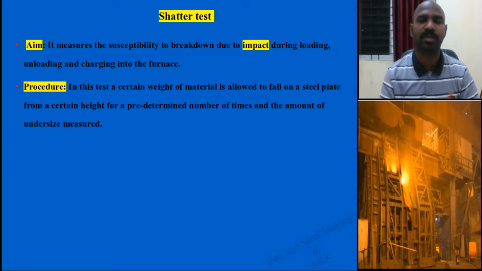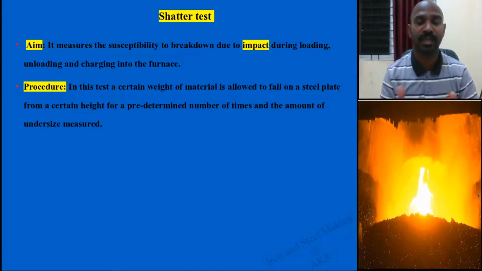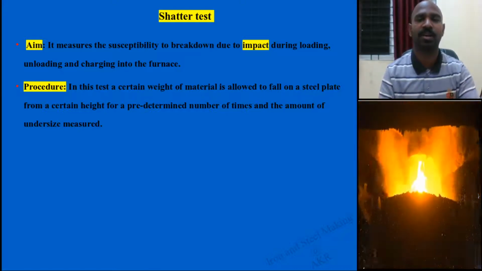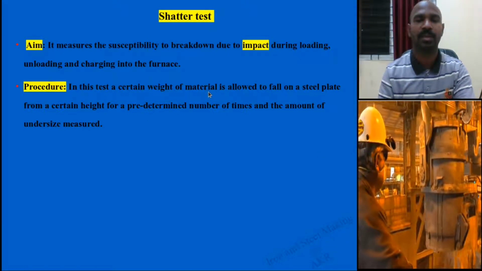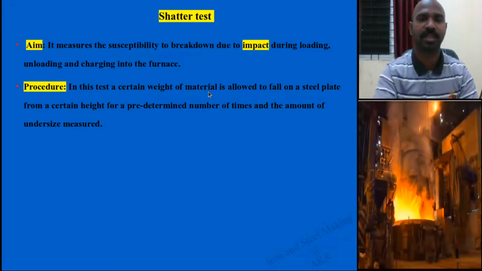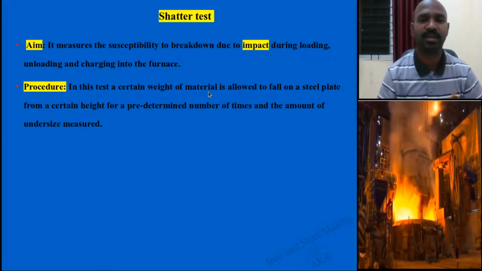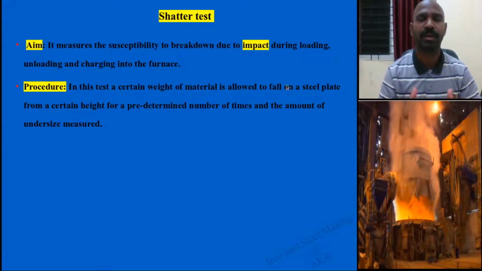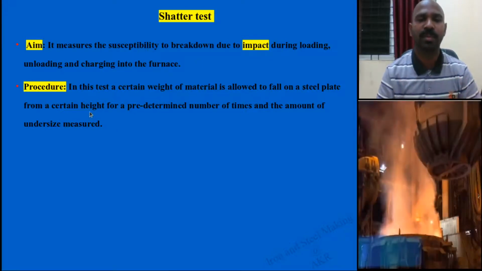The procedure to calculate the shatter test is that you take the standard weight of the material. It could be 1 gram, it could be 10 grams. It is allowed to fall on a steel plate from a standard height.